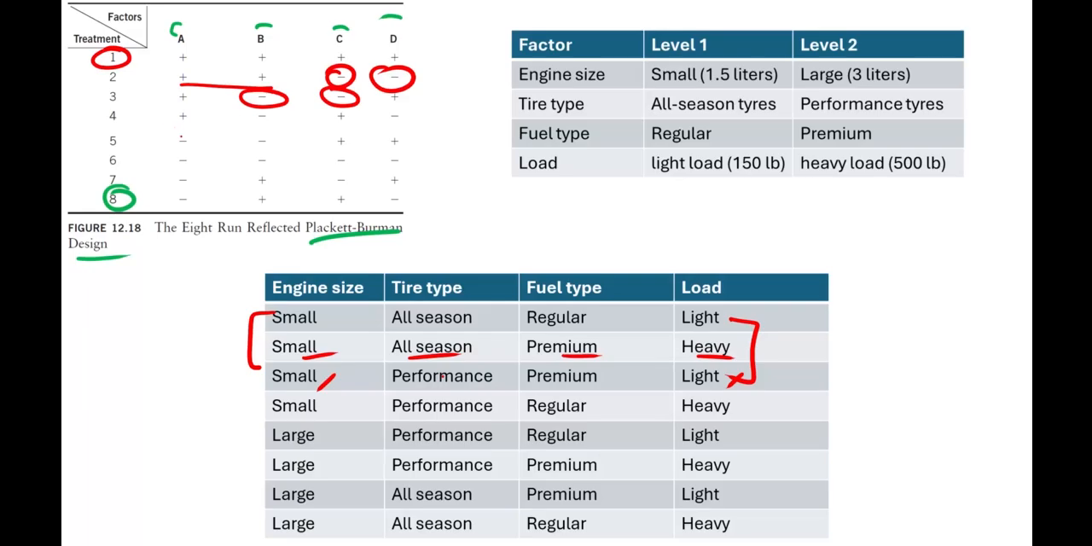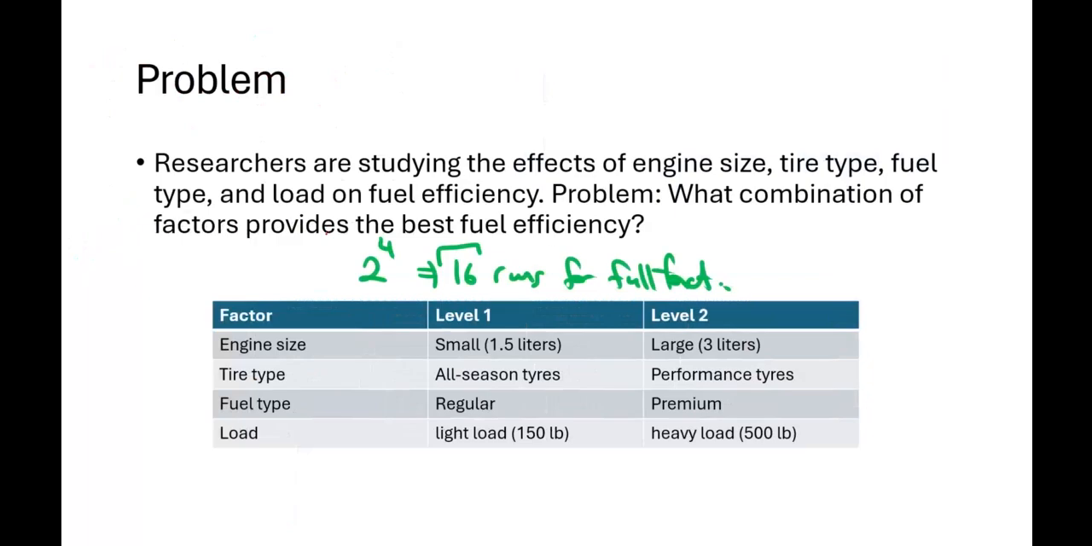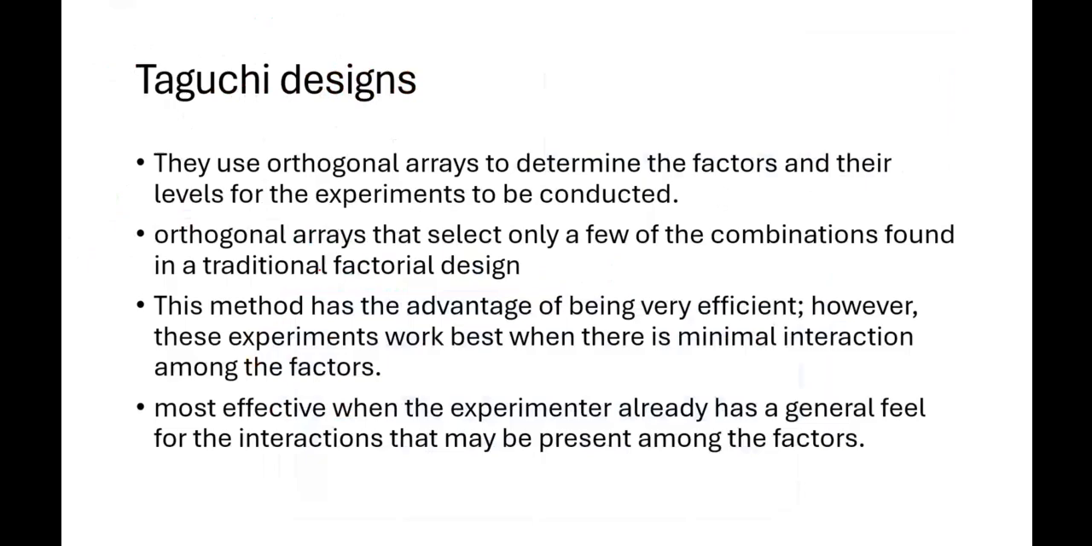And then run 4, again you keep small, but change the next one, which is performance, keep regular, and then change the last, which is heavy. Okay. And this one goes up to 8. If you check run 8, we have the changed level, which becomes large. You keep all-season as it is, you keep regular as it is, and you change the level which becomes heavy. Okay. This is the example for fractional Plackett-Burman analysis. Okay, so the next one I will talk about is the fractional Taguchi design.